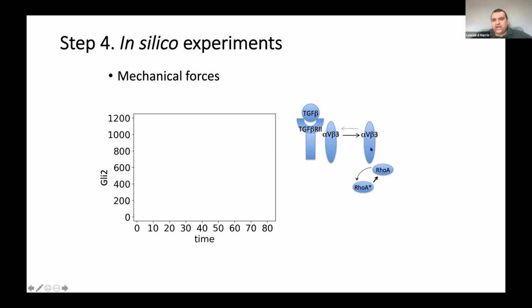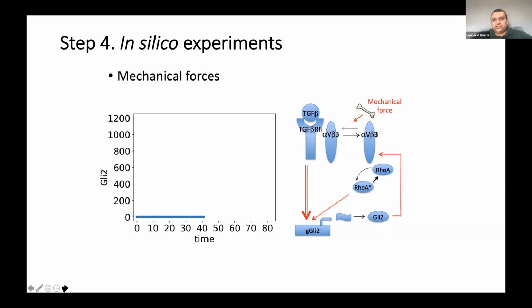As I mentioned, the thickness of these arrows is supposed to represent how strong the binding is. So in this case, there's a very weak binding between the integrin and the receptor. So if there is a very weak binding here, then Rho A is going to get activated primarily off of the integrin that is not bound to the receptor. And that's going to send a signal together with SMAD that's coming off of the receptor down to GLI2 and try to drive expression of GLI2, which would then feed back. But when we actually run the simulation, nothing happens. GLI2 does not turn on, it just stays off.